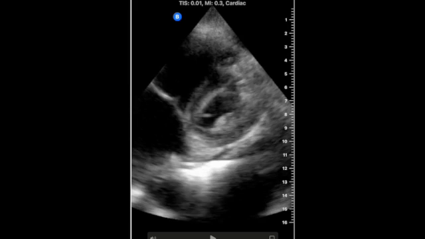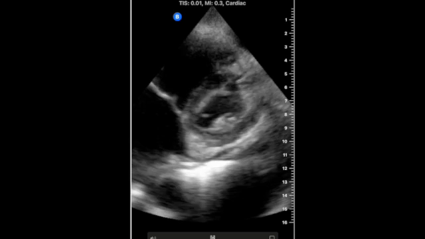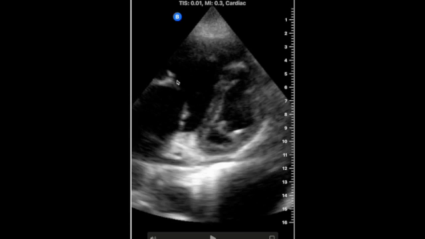All right, so this is the right ventricle. This large thing is the right atrium. This is the left ventricle. This is the pericardium. And this is the descending aorta. So it's very important to know your anatomy and know your landmarks. And so obviously this is the tricuspid valve.